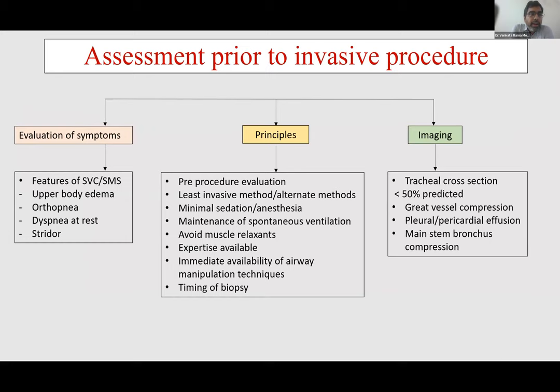Thank you. So as we all know, the principles include that we should try the least invasive method with minimal possible sedation and anesthesia, while maintaining spontaneous ventilation, as we know that the obstruction in a mediastinal mass patient might not be at a level which you can tackle by intubation.